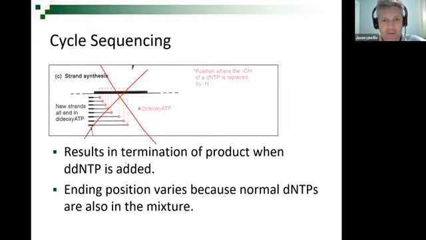So what will happen is the Taq polymerase attaches to the primer, starts adding these letters, and if it adds a normal A, then elongation continues. If it adds a normal G, elongation continues. It keeps adding those normal letters until it just randomly grabs a special one, okay? And when it grabs a special one, the elongation stops. Termination of the elongation, termination of the product.